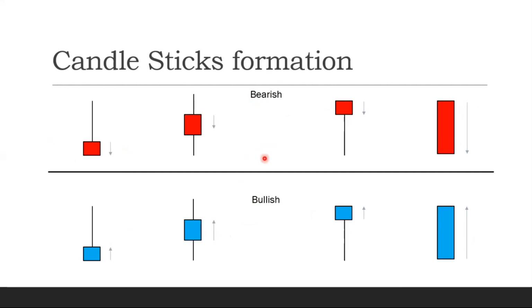The colors don't matter because colors are optional. You can change them on the chart. If you want bearish to be green, you can make it green. If you want it white, black, whatever. Same thing for the bullish. So that's the 4 types of candle.